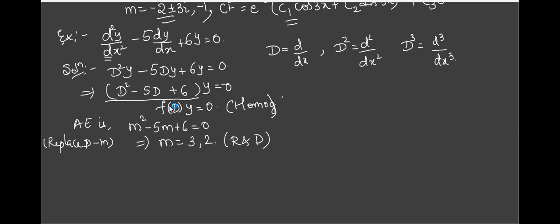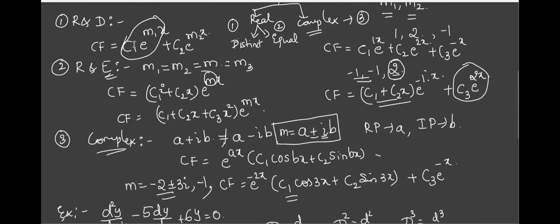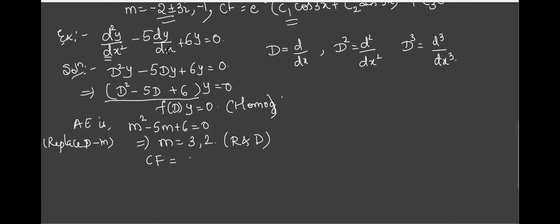So this belongs to what? First case, isn't it? How do we write then? So CF is written as, for each distinct root, just observe here, first case: real and distinct, C1 e raised to that root into x. Now tell me how to write for 3.